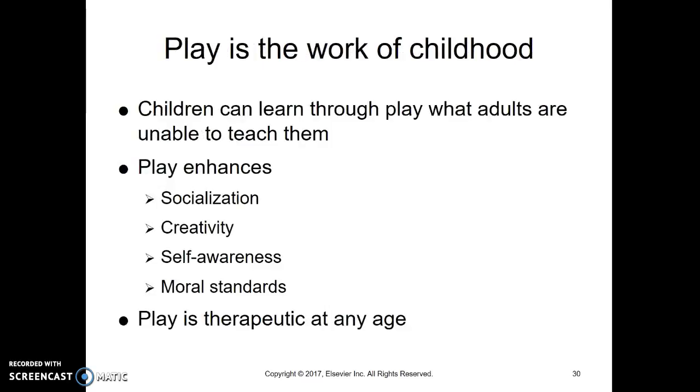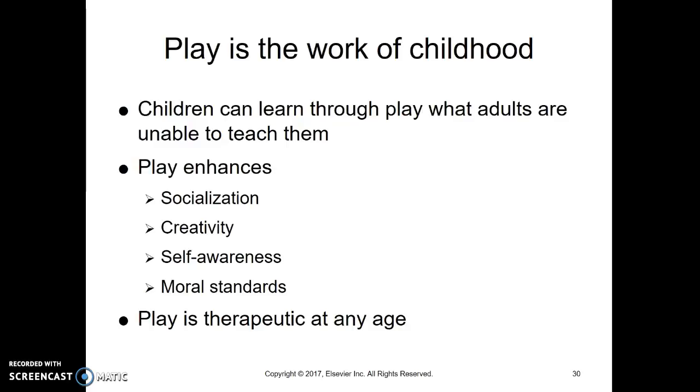So play. We say that play is the work of childhood. Children learn through play. They learn the things that we can't teach them any other way. They learn how to work out conflict by having 2 stuffed animals argue or disagree. So they learn those things that they see adults do. They figure it out through play.